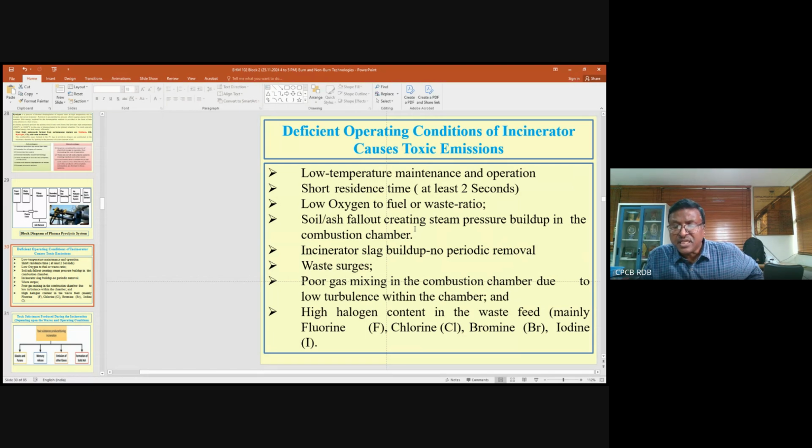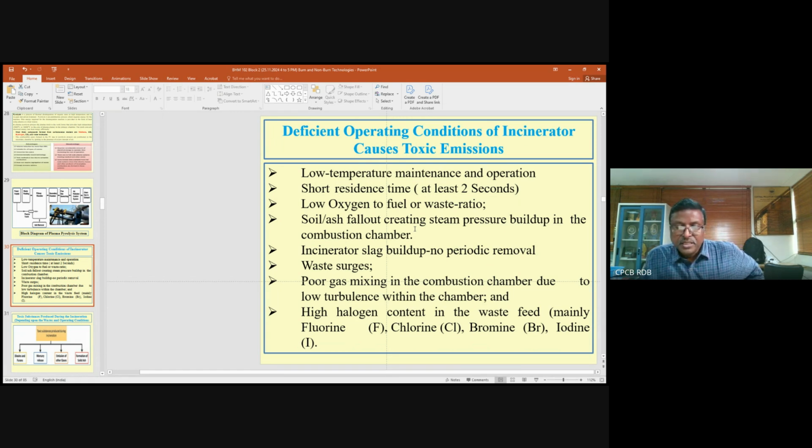Poor gas mixing in the combustion chamber: if proper turbulence is not there. As I said, you have to maintain three T's: temperature, residence time, and turbulence. If these three T's are not maintained properly in the incineration process, then that definitely causes toxic emissions.